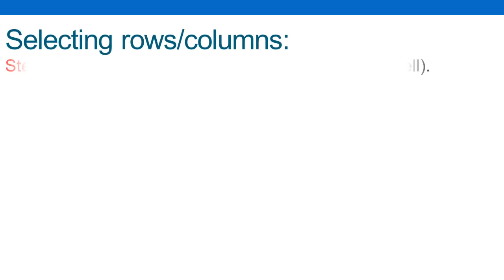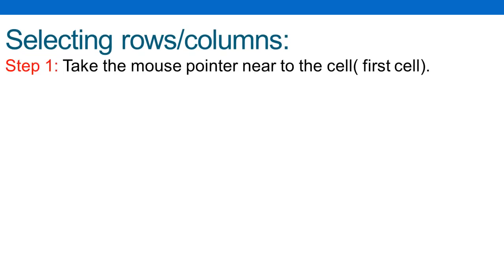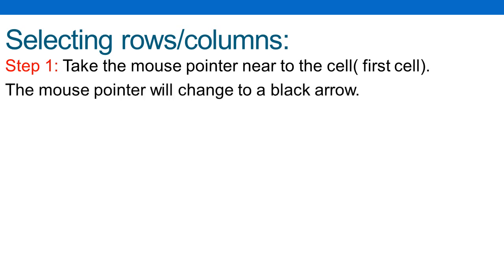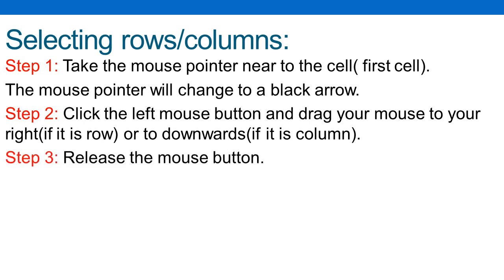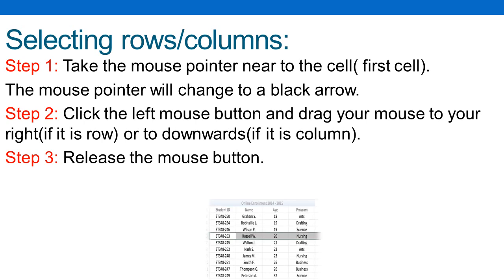Selecting rows and columns. Step 1. Take the mouse pointer near to the cell from where you are going to start the selection. The mouse pointer will change to a black arrow. Step 2. Click the left mouse button and drag your mouse to your right if it is a row or downwards if it is a column. Step 3. Release the mouse pointer.